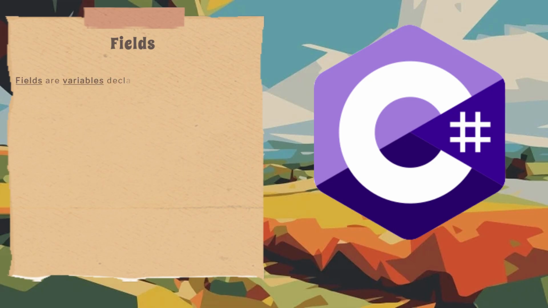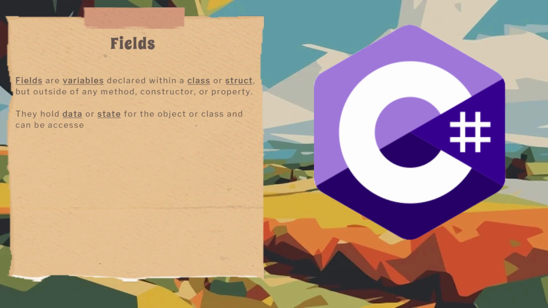Fields are variables declared within a class or struct, but outside of any method, constructor, or property. They hold data or state for the object or class and can be accessed or modified by methods or other members of that class, depending on their access modifiers.